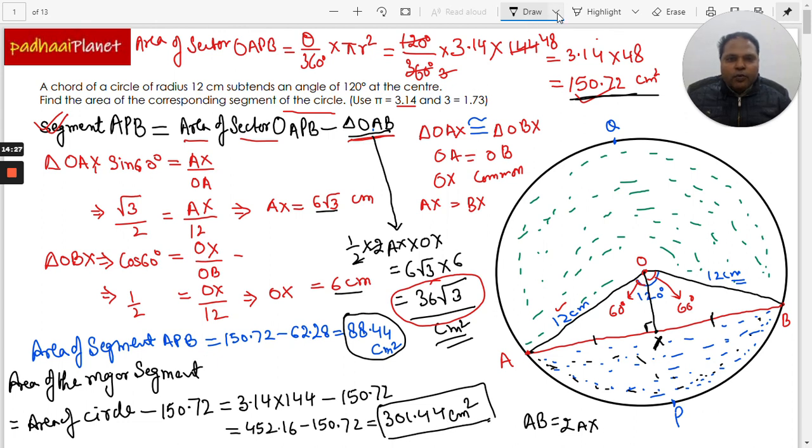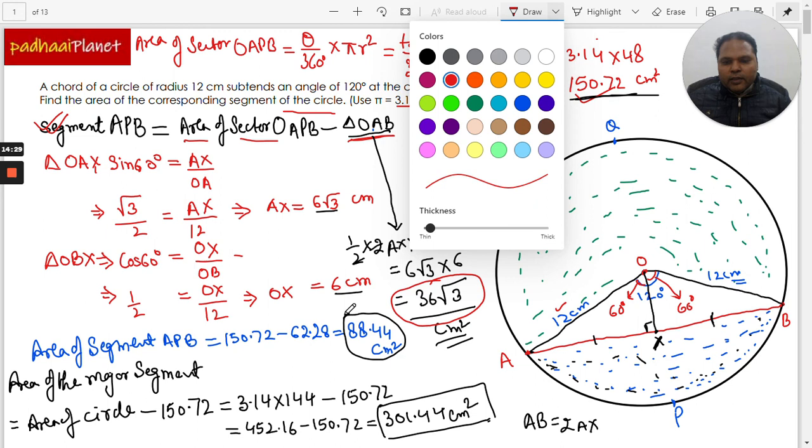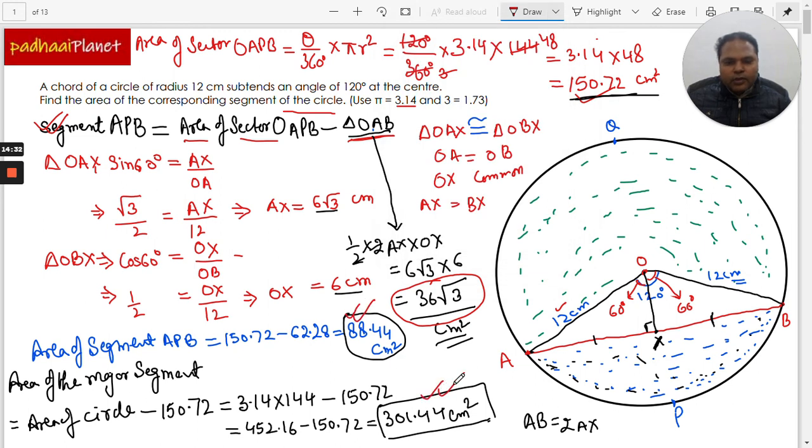So this is how we have got the area of both the segments, and I hope you could understand this.